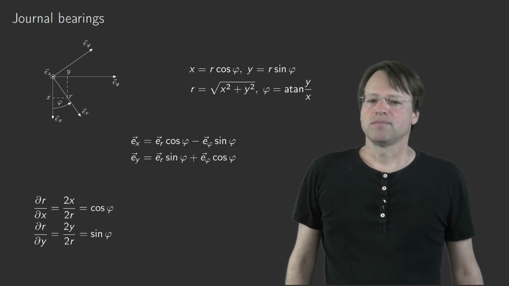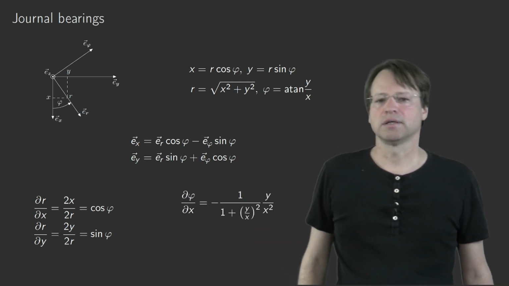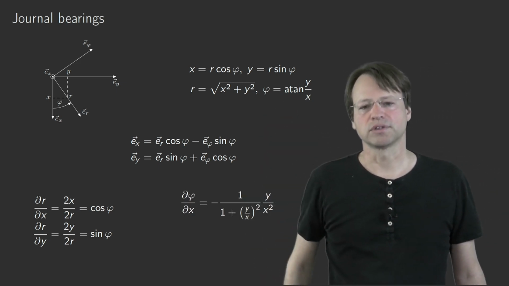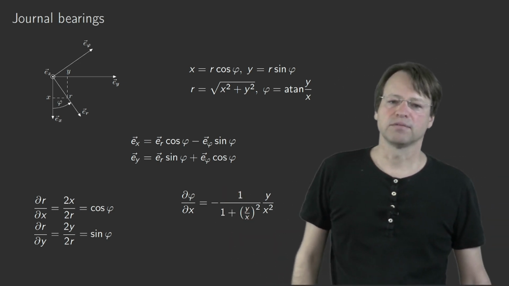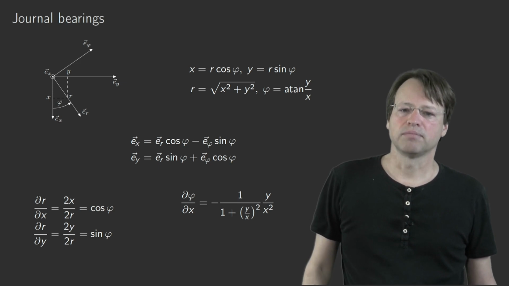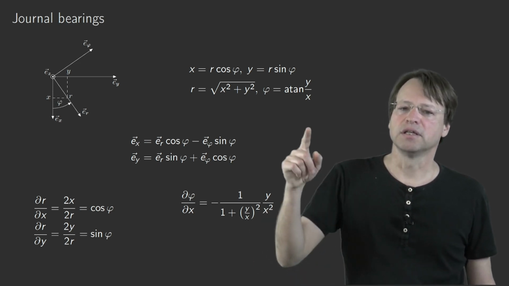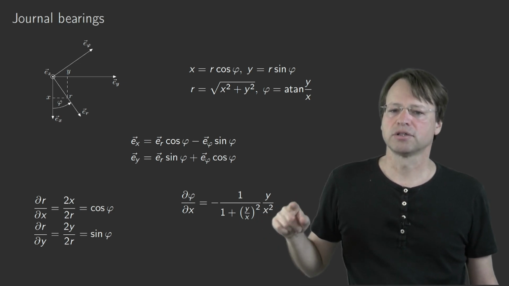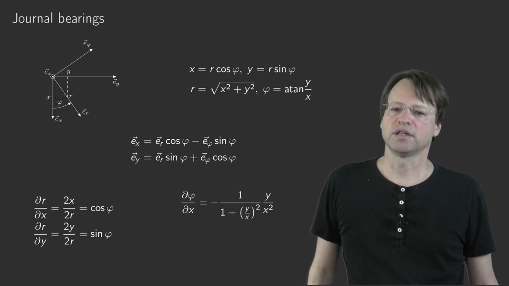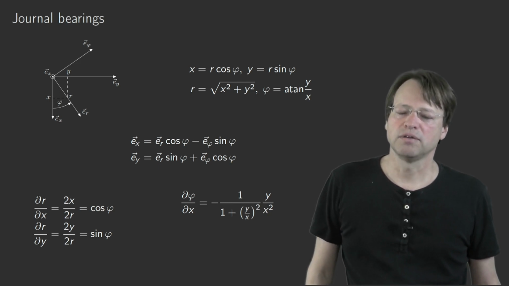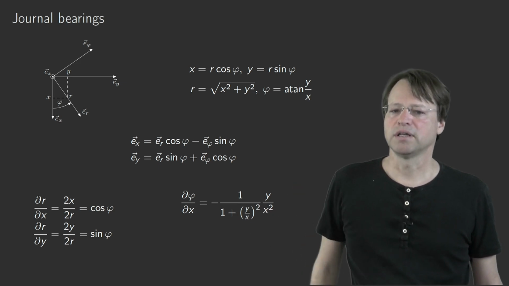Finally, we have to do the same for the angle, which is a little bit more involved because we have to take the derivative of an arctangent. But this is clear. It's given by 1 divided by 1 plus (y divided by x) squared. There's an inner derivative, which is minus y divided by x squared. So the total derivative of that expression is minus 1 divided by 1 plus (y divided by x) squared, times y divided by x squared.